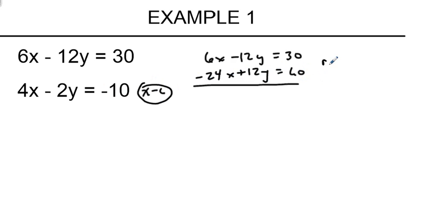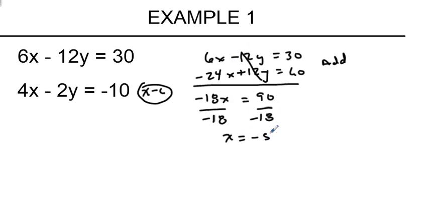Step 2 is I'm going to add these, so I'm going to add each of them. 6x plus a negative 24x is a negative 18x. The y terms cancel out because a negative and a positive, and so that equals 90. And now we go back to solving equations, so I'm going to divide by the number in front of the variable. Whatever you do to one side, you do to the other. And so x equals negative 5.